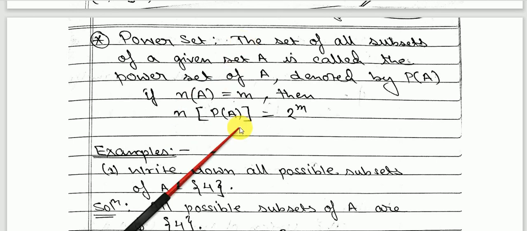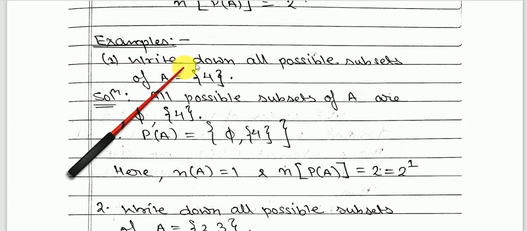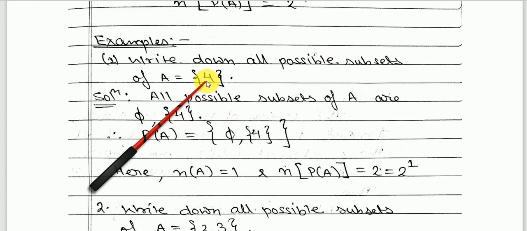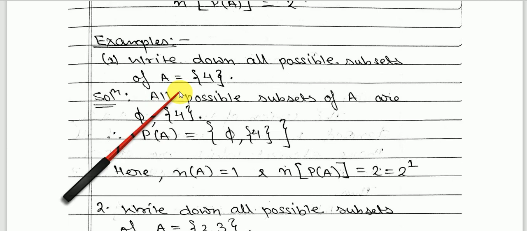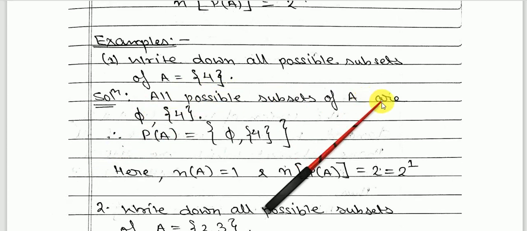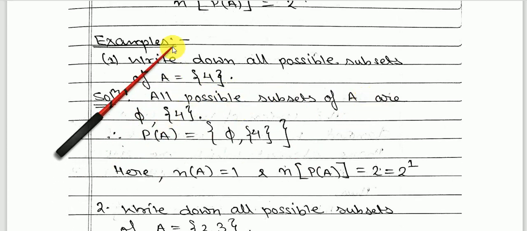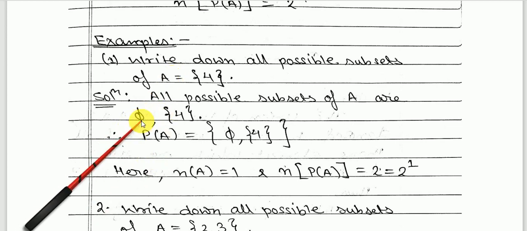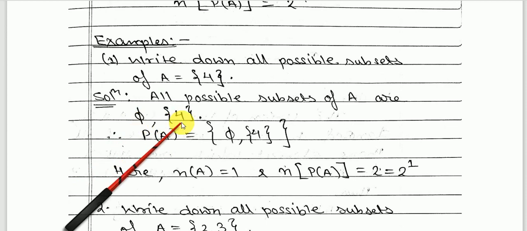Let us see an example. Write down all possible subsets of A. Here A contains one element, that is 4. So we have to write down all possible subsets of this set. Firstly, we know that the empty set is a subset of every set, so phi is a subset of A. Secondly, we know that every set is a subset of itself, so A is also a subset of A. So here we have got phi and this set as the subsets of A.